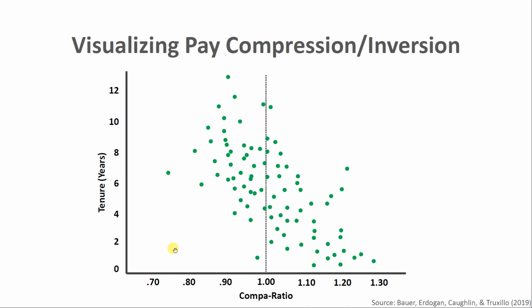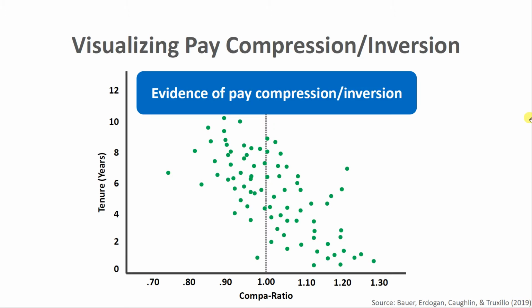Ideally, we would most likely see the opposite. We'd like to see a positive association here. Now, depending on your sample size, where it's appropriate, you could also use correlation or regression-based approaches to look at the actual statistical association between compa-ratios and tenure in years. So again, this would be evidence probably of pay compression and more specifically pay inversion here.